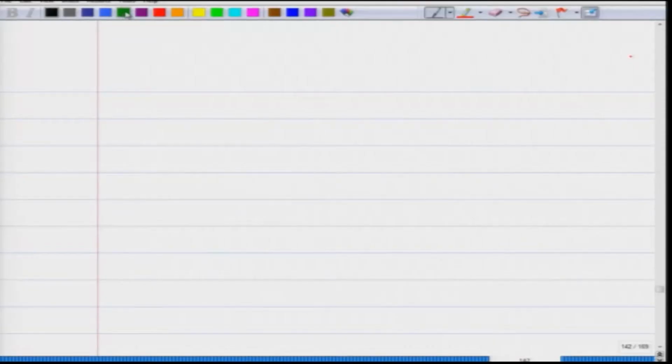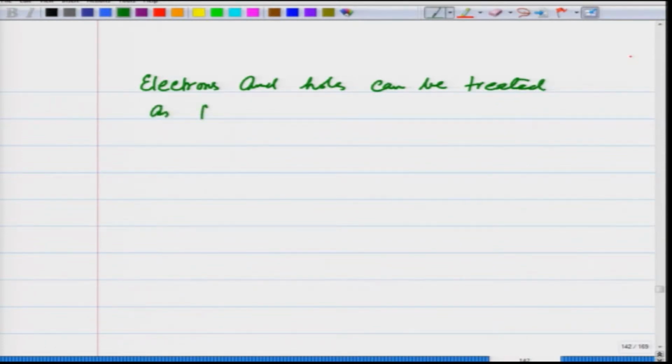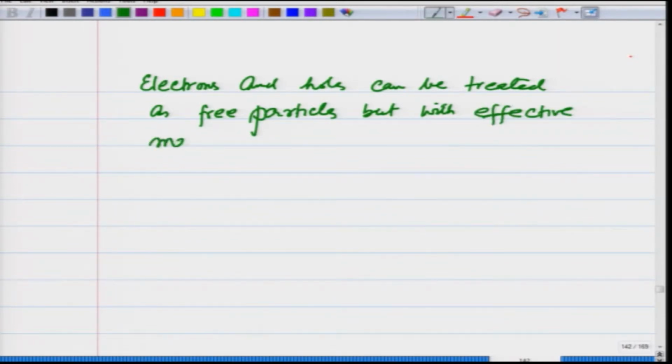So, once we understand that the electrons and holes are essentially at the bottom of the bands, they can be treated as free particles but with effective masses, then the formula for conductivity under the model of collisions is going to be exactly what we had obtained earlier, n e square over m tau. This is the formula obtained earlier for the conductivity of free electrons.